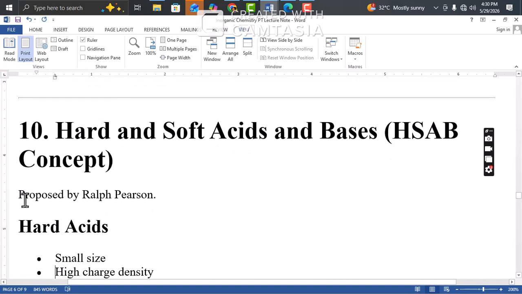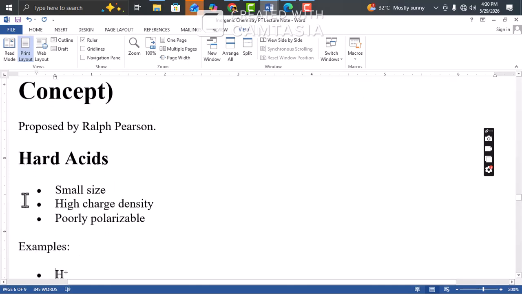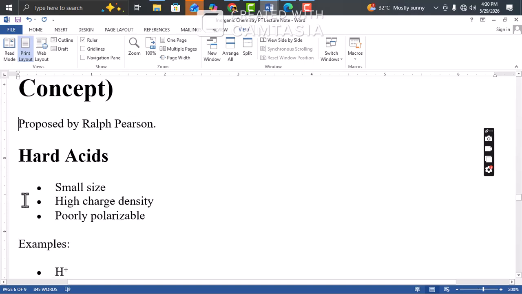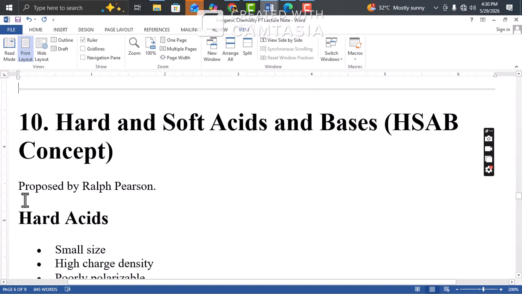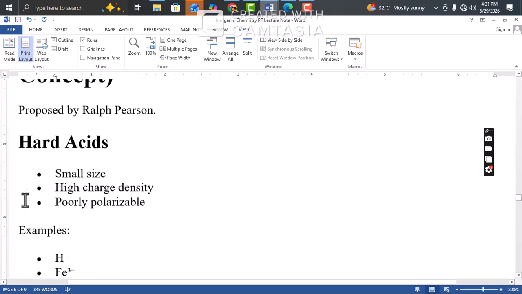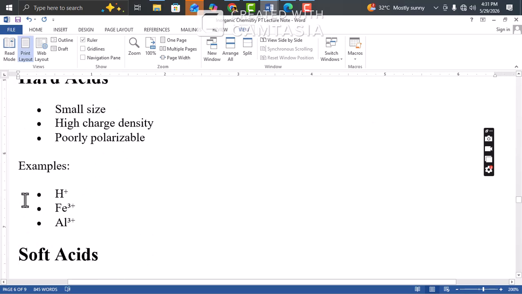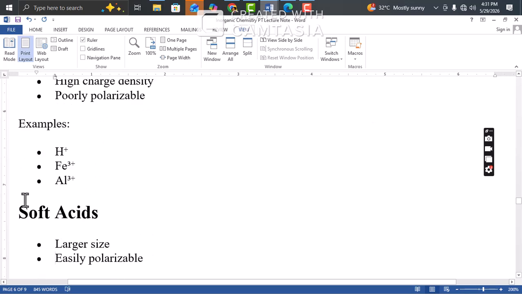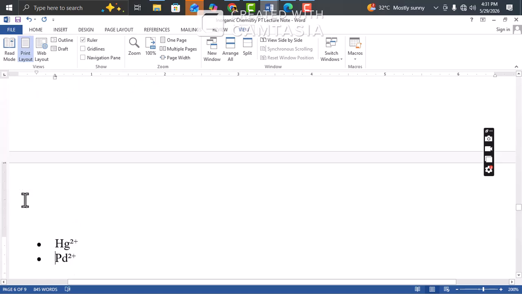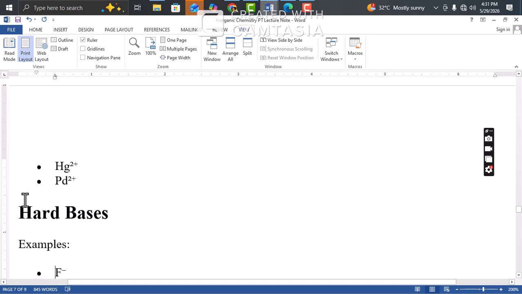Now we have the HSAB concept. Some textbooks call it Pearson's HSAB concept. That's hard and soft acids and bases. The concept is simply telling us that a hard base will prefer to combine with a hard acid, while a soft base will preferably combine with a soft acid. Okay, hard to hard, soft to soft.